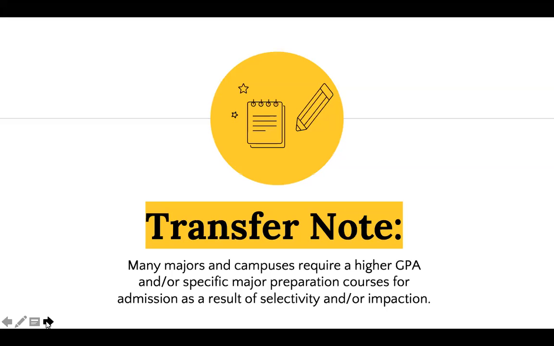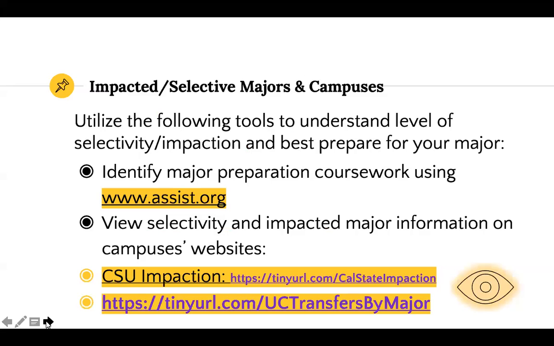And now that you know about the transfer requirements, just something to note as well is that many majors and campuses require a higher GPA and/or specific major preparation courses for admission, because some of them are selective or impacted, as was previously mentioned. For that, we have some tools that you can utilize to help you in the process of selecting the coursework that you want to take to further prepare for your transfer. One great tool that you can utilize is assist.org. This will help you prepare for your major.